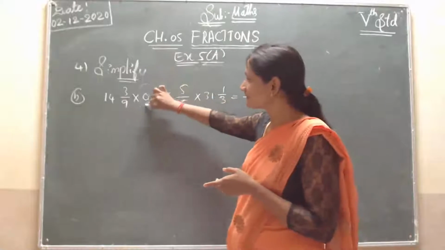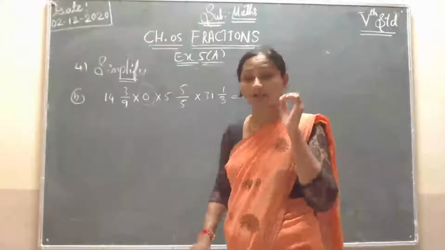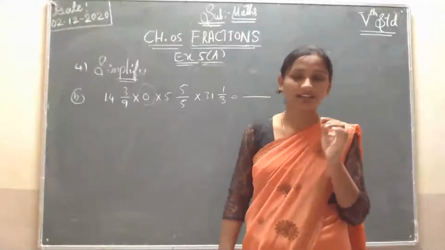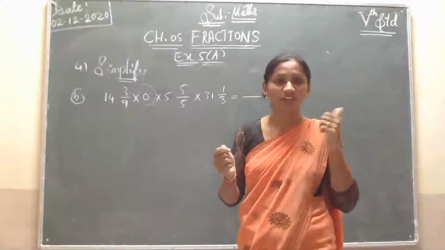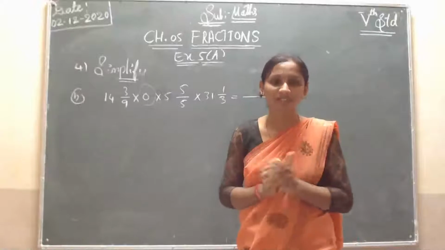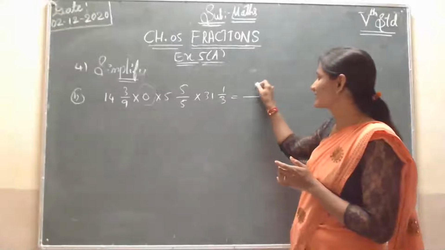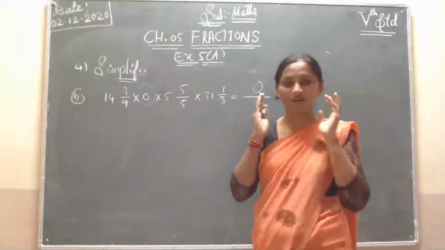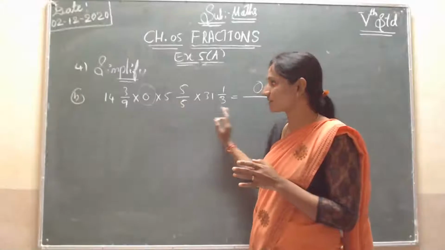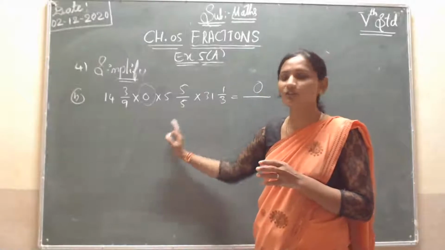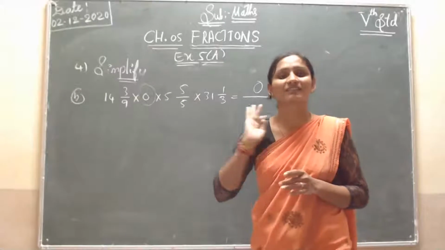Here it's 0. Yes, if you multiply any number by 0, the result will be 0, because this result is 0. So we have to first decide, students, first observe the question. So 0 means you have to multiply all the numbers, and the result is 0.